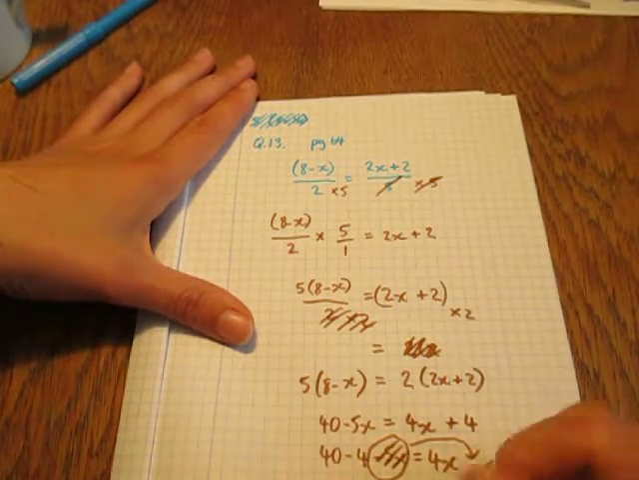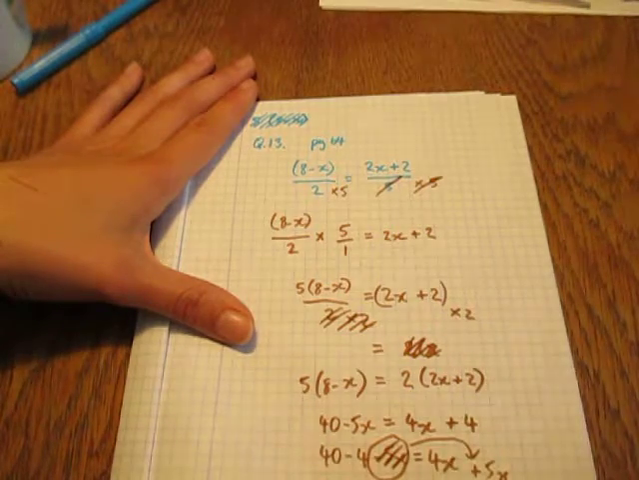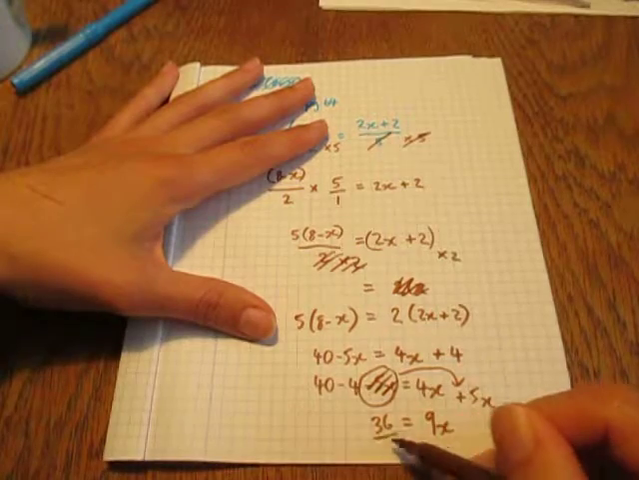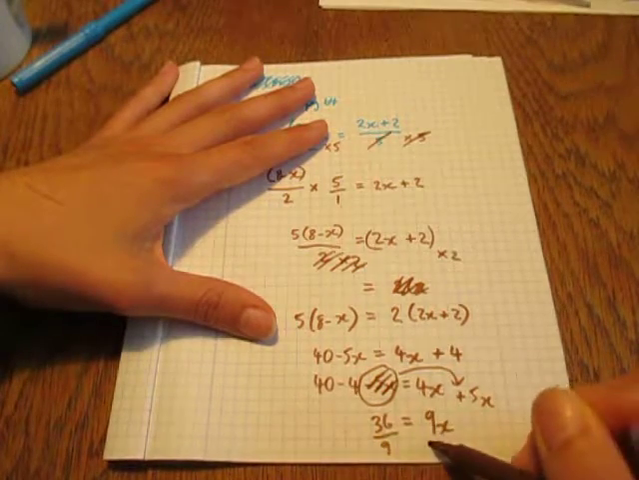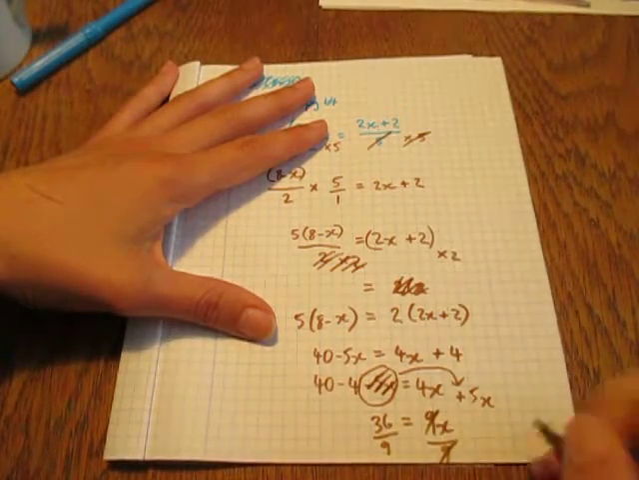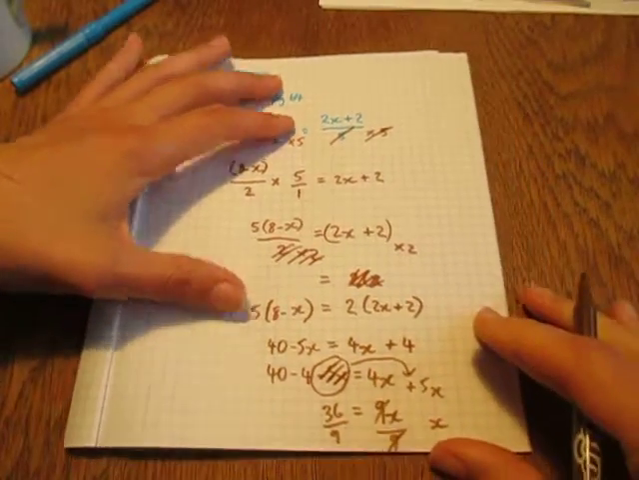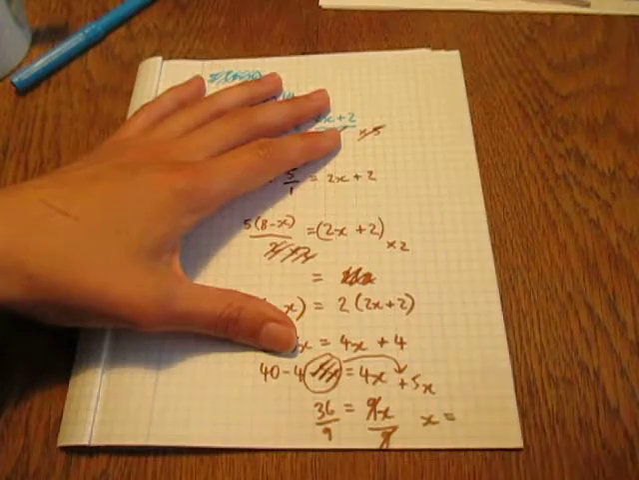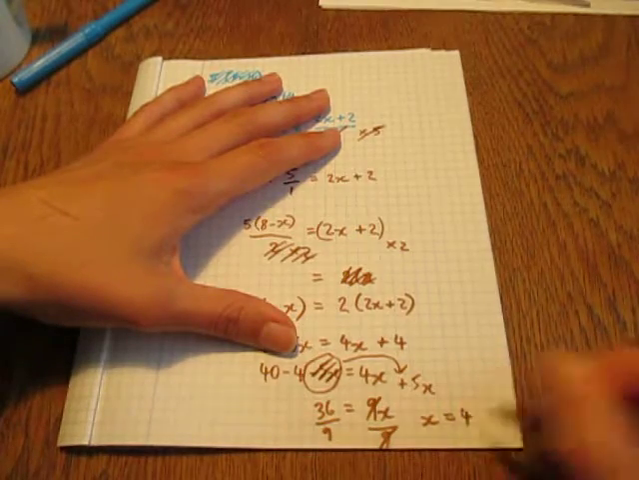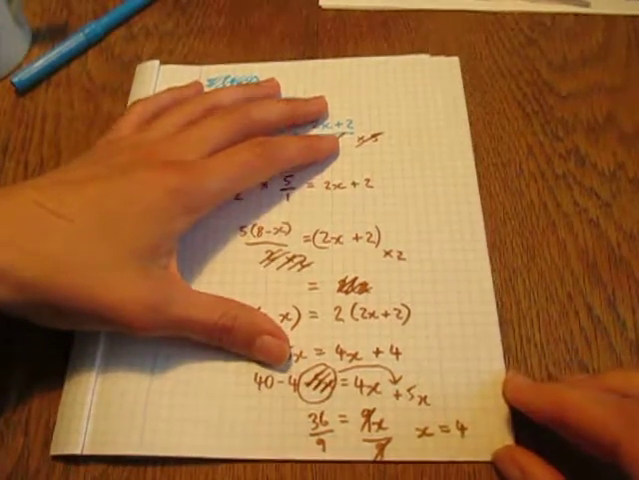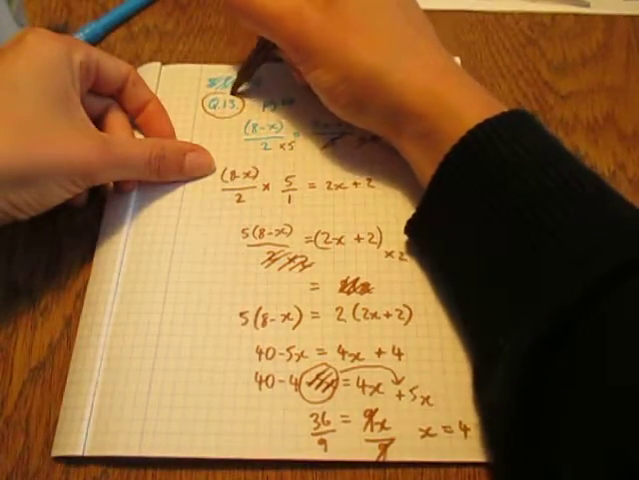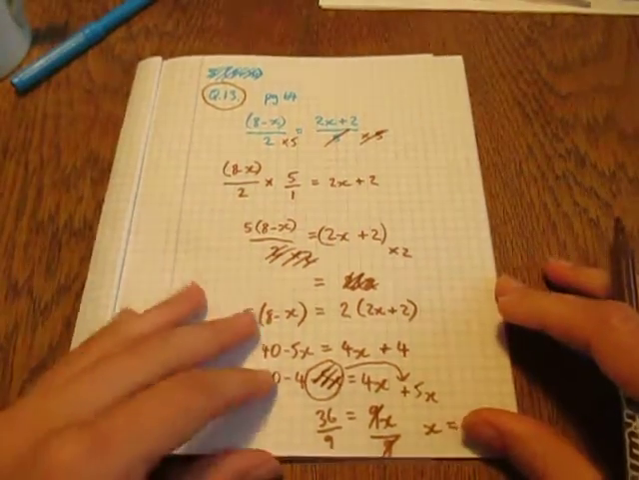40 minus 4 is 36. 36 is equal to 9x. I divide this by 9. I divide this by 9. This cancels. And I end up with x is equal to 36 divided by 9, which is 4. So for question 13, x is equal to 4.